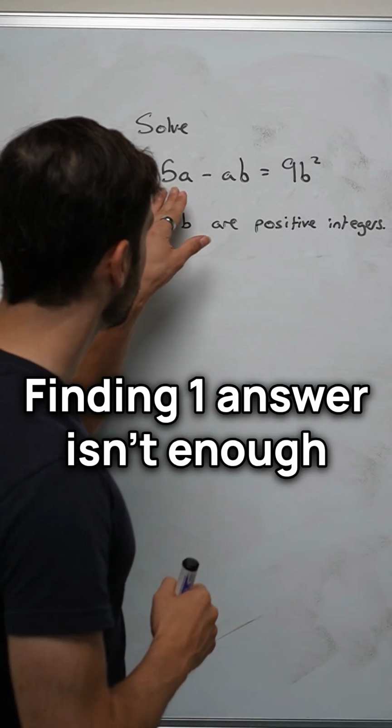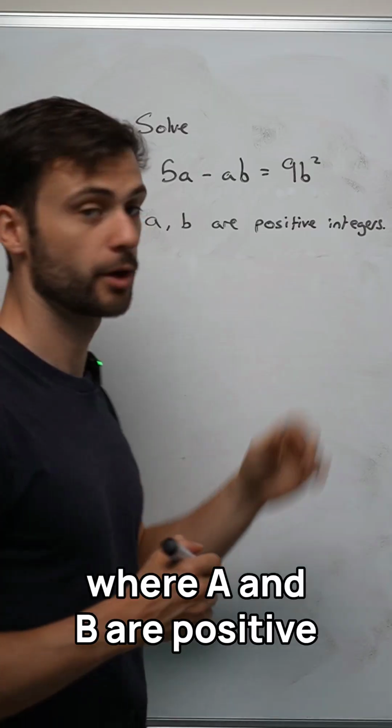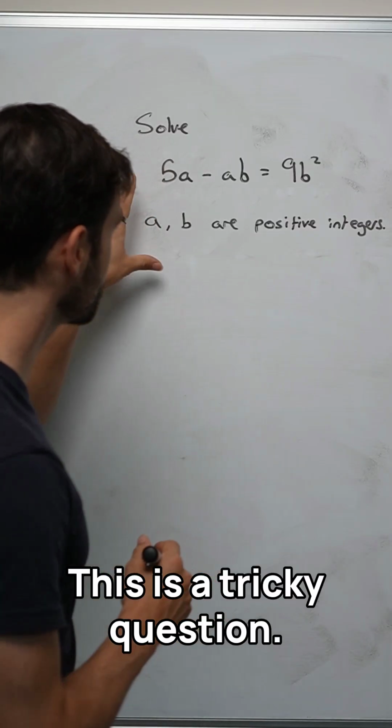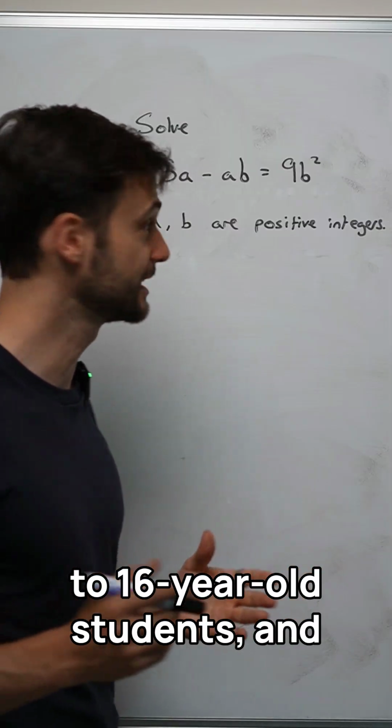Can you solve the question 5a minus ab is equal to 9b squared, where a and b are positive integers? This is a tricky question. It was used at intermediate maths Olympiad level to test 13 to 16-year-old students.